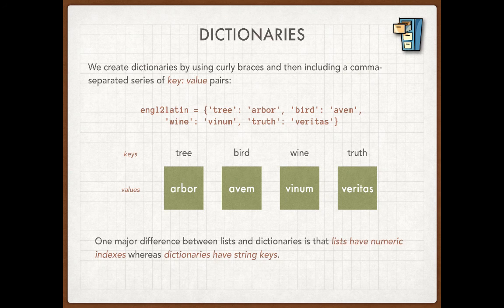So if you look at my little diagram here with the green boxes, you can see that the keys are tree and bird and wine and truth. Those are going to be the labels on the drawer, or the keys. When I open the drawer, what I will see is arbor, or avem, or vidum, or veritas. Right? Here in the code, this is how I actually create it.